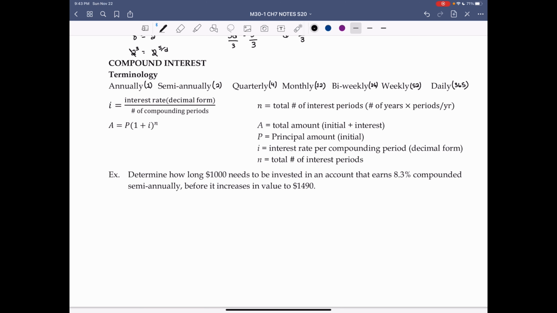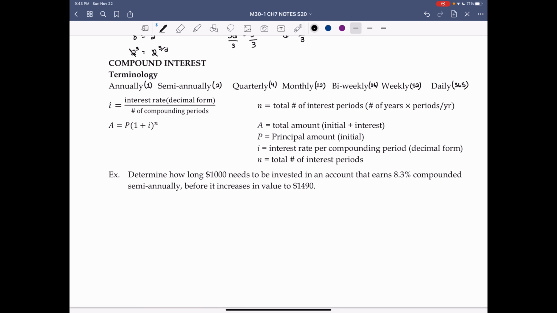So in our compound interest formula, we have a variable i. That equals the interest rate in decimal form divided by the number of compounding periods. Number of compounding periods are those numbers that we just wrote down.